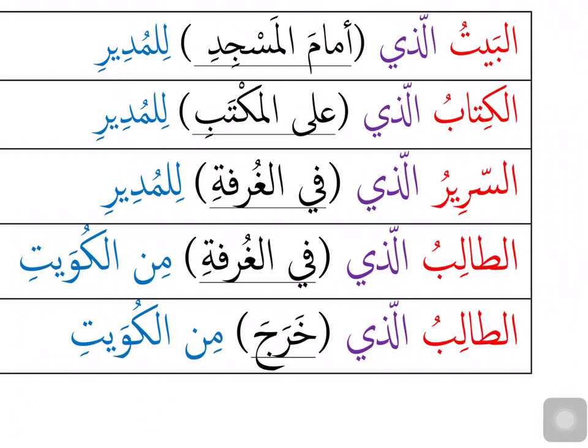Al-baytu is actually the mubtada. Alladhi is its sifa, so we keep it with al-baytu. Alladhi has a sila amam al-masjidi, so we keep it with alladhi. So al-baytu, alladhi, amama, al-masjidi, all four have to stay in the mubtada train. Lil mudiri is separate, so that goes in a different train, the khabar train. The house which is in front of the masjid belongs to the principal.